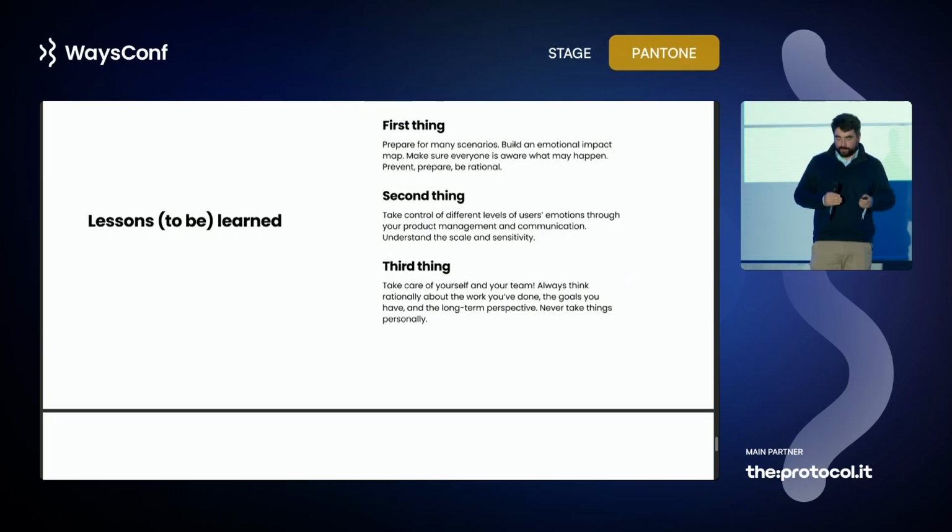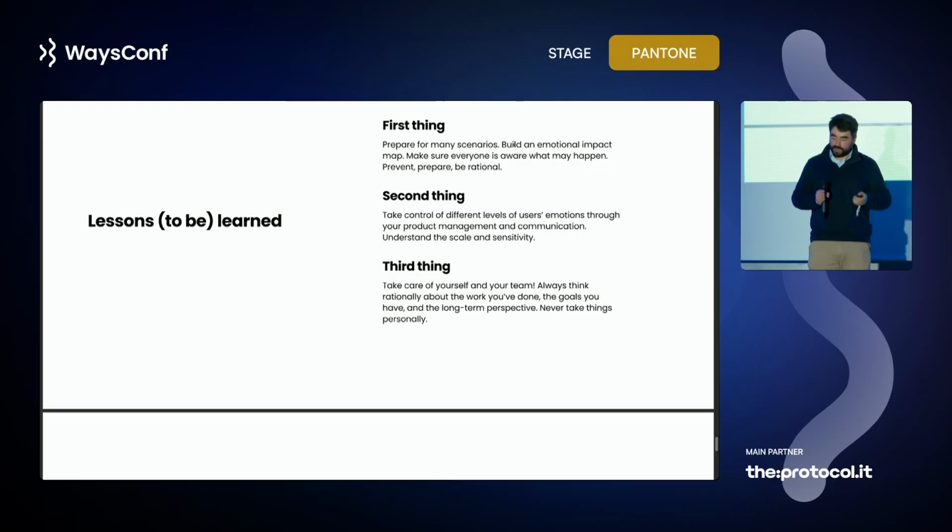And I prepared six lessons learned, or lessons to be learned, because not everything refers to how I managed, but more to how I believe this can be managed. So I will just read it for you, so you can check if this has implications for your life, your work, and your environment. First thing, prepare for many scenarios, build an emotional impact map. Something I already said. Make sure everyone is aware of what may happen. Prepare, be rational.